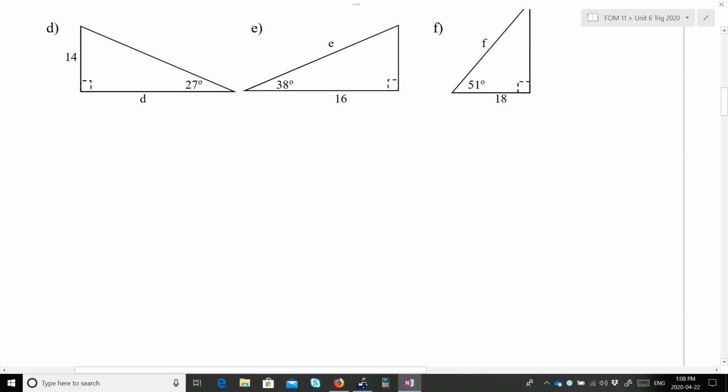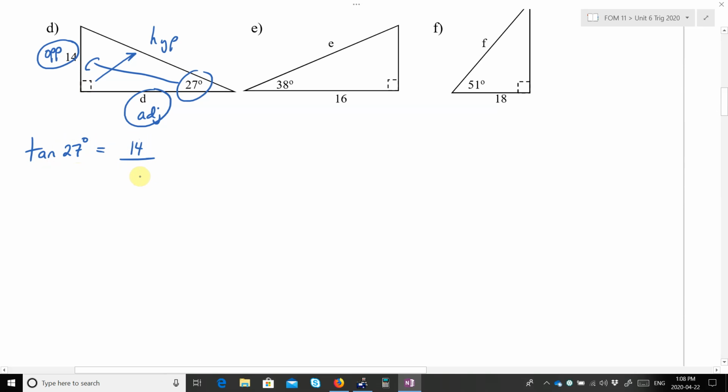Alright, how about letter D? We have this angle. Right across from it is the opposite. Across from the 90 is the hypotenuse, which means D must be the adjacent side. So we are going to be working with opposite and adjacent. So SOHCAHTOA, opposite and adjacent, comes from the tan function. So tan of 27 degrees is equal to, opposite is 14 divided by adjacent is D, and we need to solve this for D.